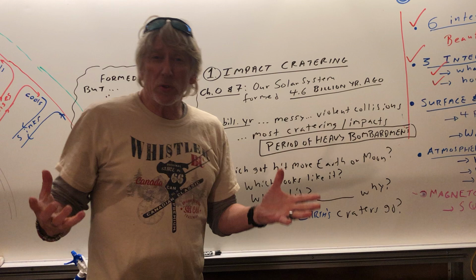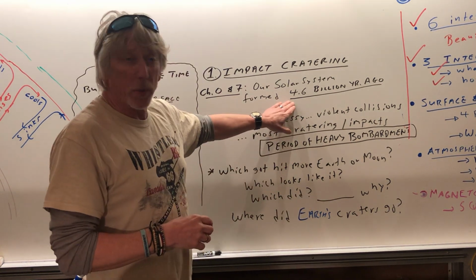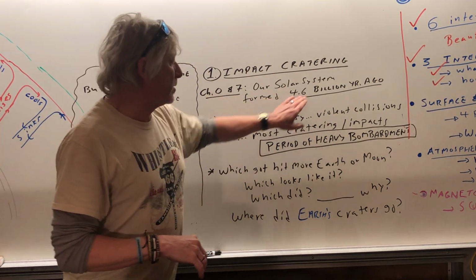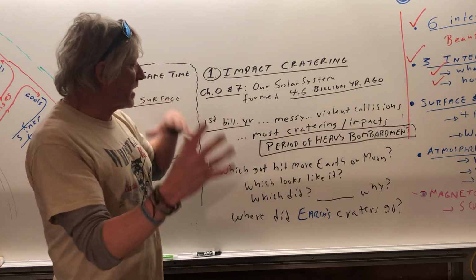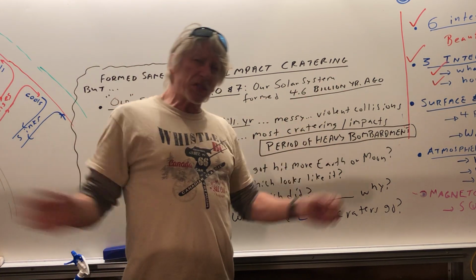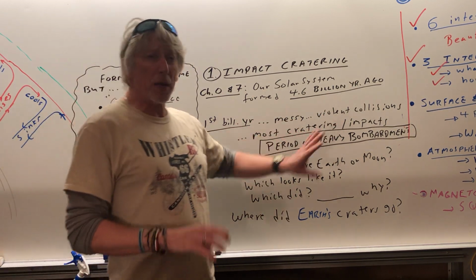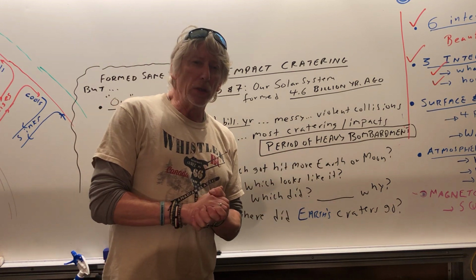Our galaxy formed 13 billion years ago. Our solar system, about halfway out from the center of the galaxy, 4.6 billion years ago. Know that, remember it, do whatever it takes. In the first billion years, we're going to tell this story in chapter 7. You'll see the video. But as things were forming, a lot of stuff was flying around, smashing into stuff, messy, violent collisions. Most cratering impacts happened during the period of heavy bombardment.